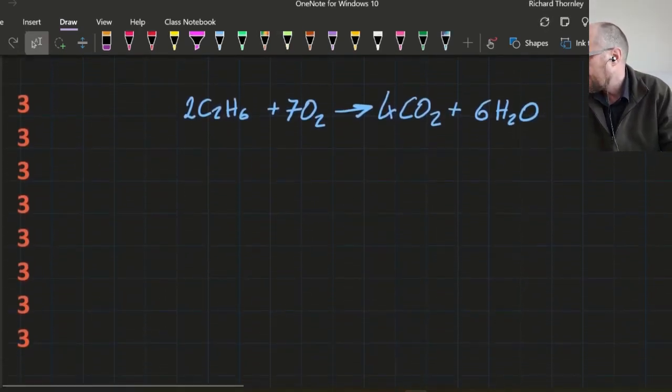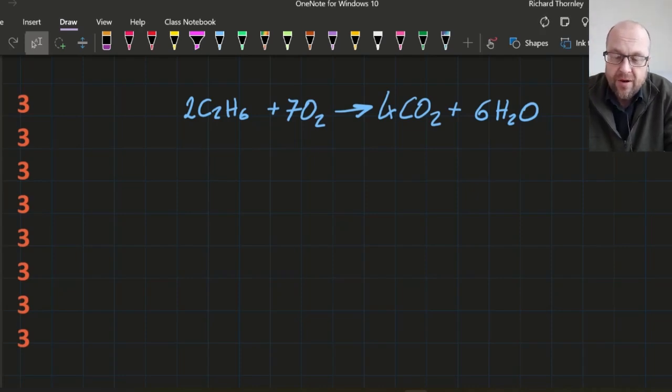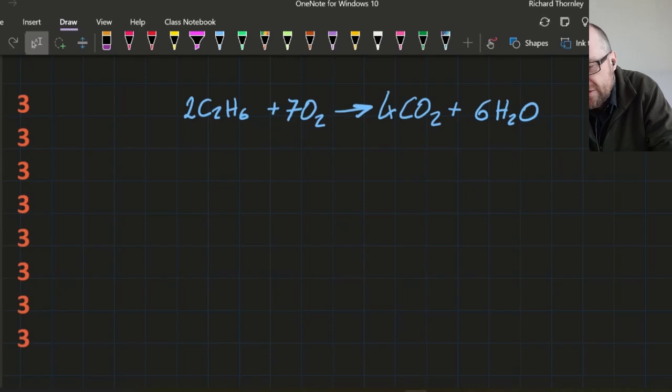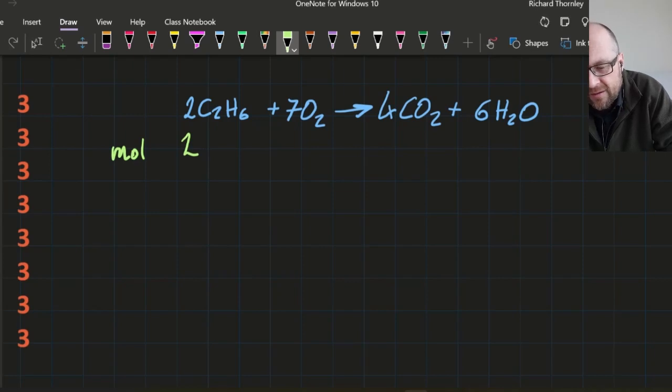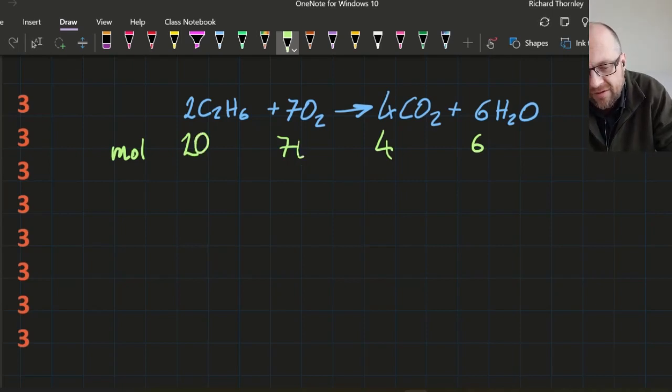3. This question's wrong, but we'll do it anyway. This only works if it's at the same temperature and pressure, so you're not picking the right answer. You're picking the best answer here. So normally, if you've got the table, you could say 2 moles of that is 7 moles of that, needs 4 of that, and 6 of that. So it's a ratio, or 20 of those. It's 70 of those, 40 of those, 60 of those.